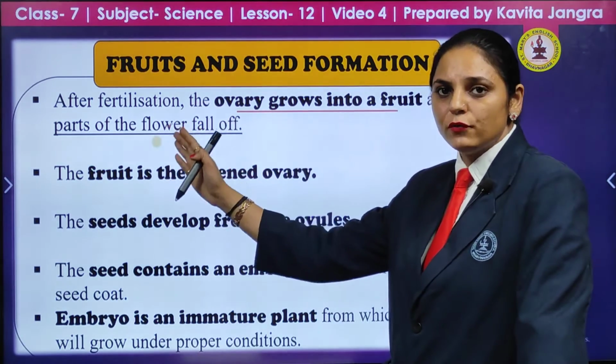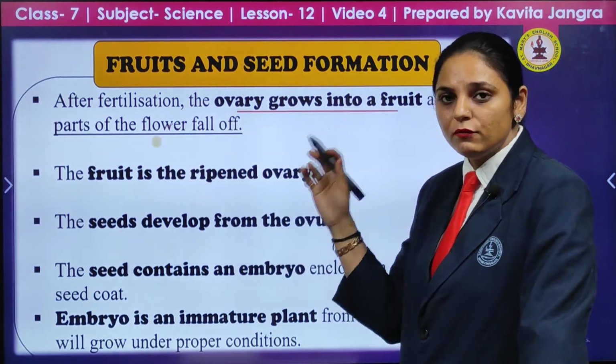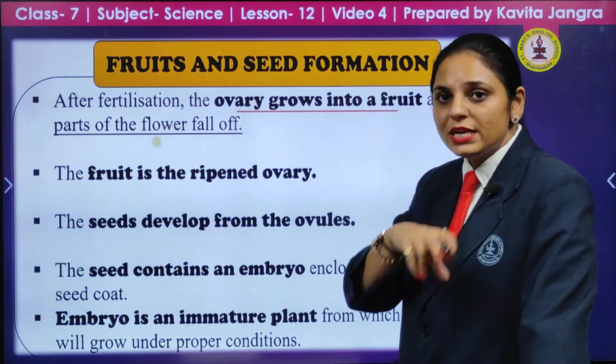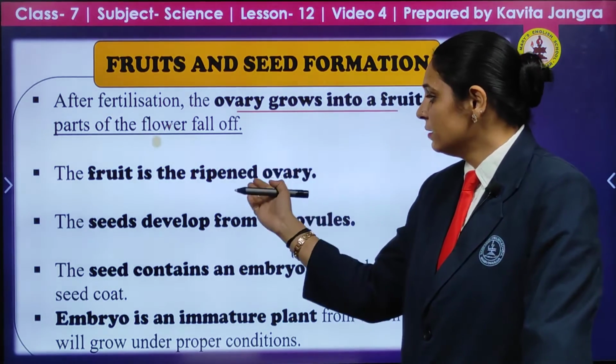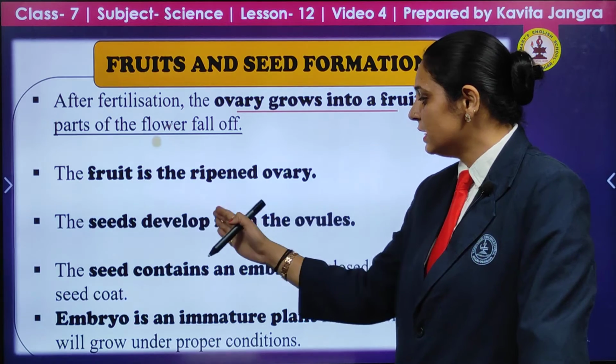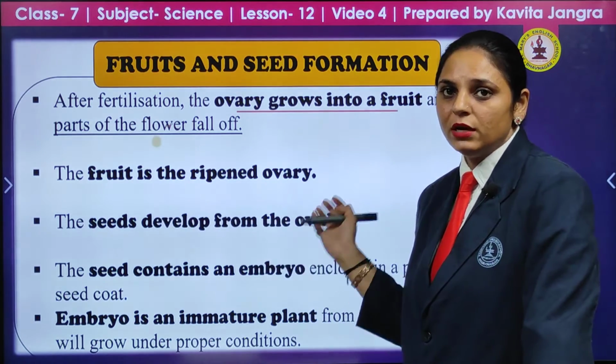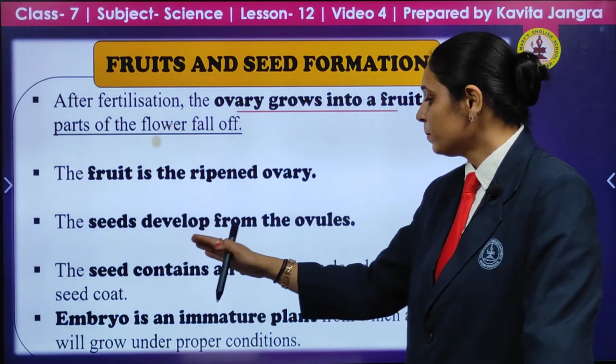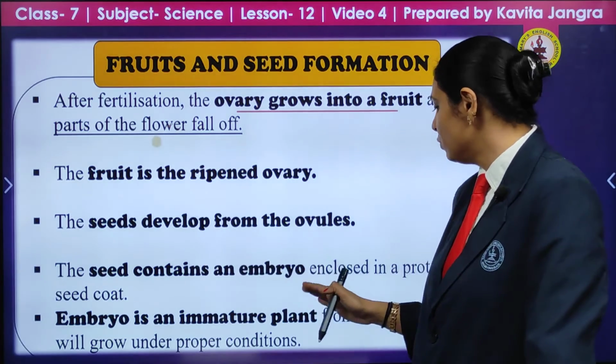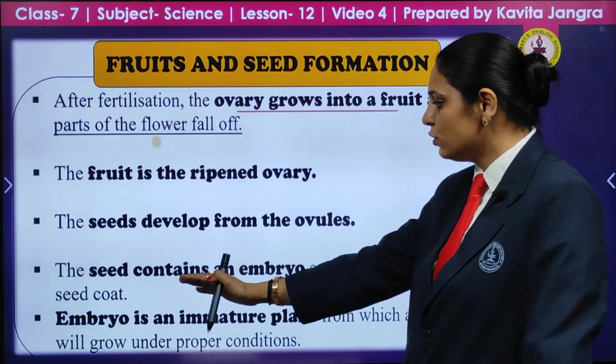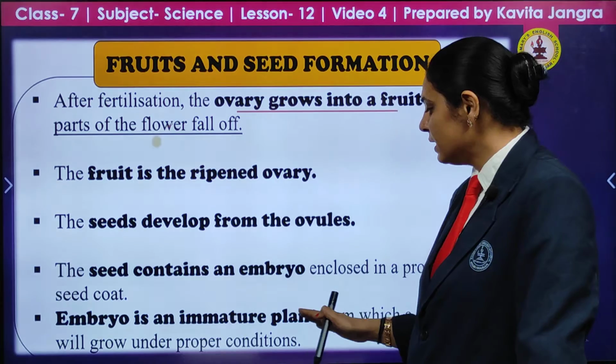What is fruit? It is a ripened ovary. One ovary which has matured gives the fruit. Now the seeds develop from the ovule which is present inside it. A seed contains an embryo enclosed in a protective seed coat. An embryo is an immature plant.